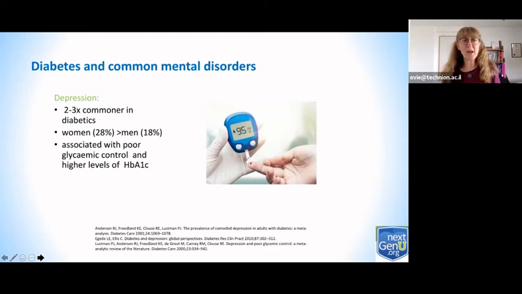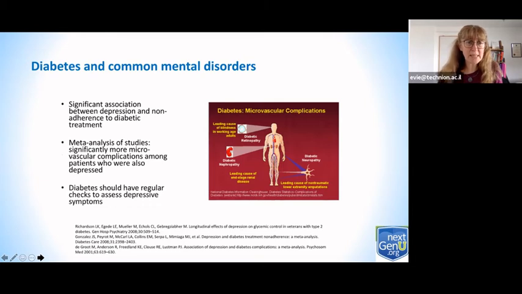So let's look at diabetes as our first condition, and let's look at diabetes and common mental health disorders. So first of all, depression is actually 2 to 3 times commoner in people who are suffering from diabetes, and that's actually a higher incidence in women than men. And not surprisingly, if you've got depression, that's associated with poor glycemic control and higher levels of HbA1c. So if you're depressed, you're less likely to carefully look after yourself and your blood sugar. And as I just said, diabetes and common mental disorders, there is a significant association between depression and non-adherence to diabetic treatment. It's not really surprising.